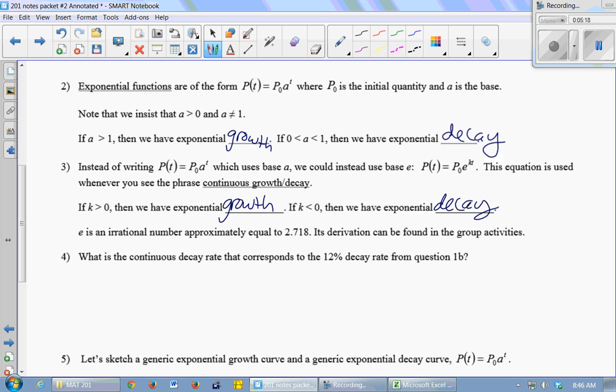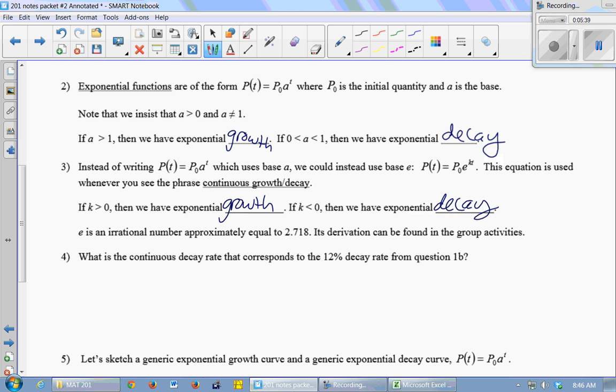Well, t is the variable. So t is you would input different numbers for t for different amounts of time. So k is a constant that would stay the same always. Yeah, so we're going to actually do that in number 4.